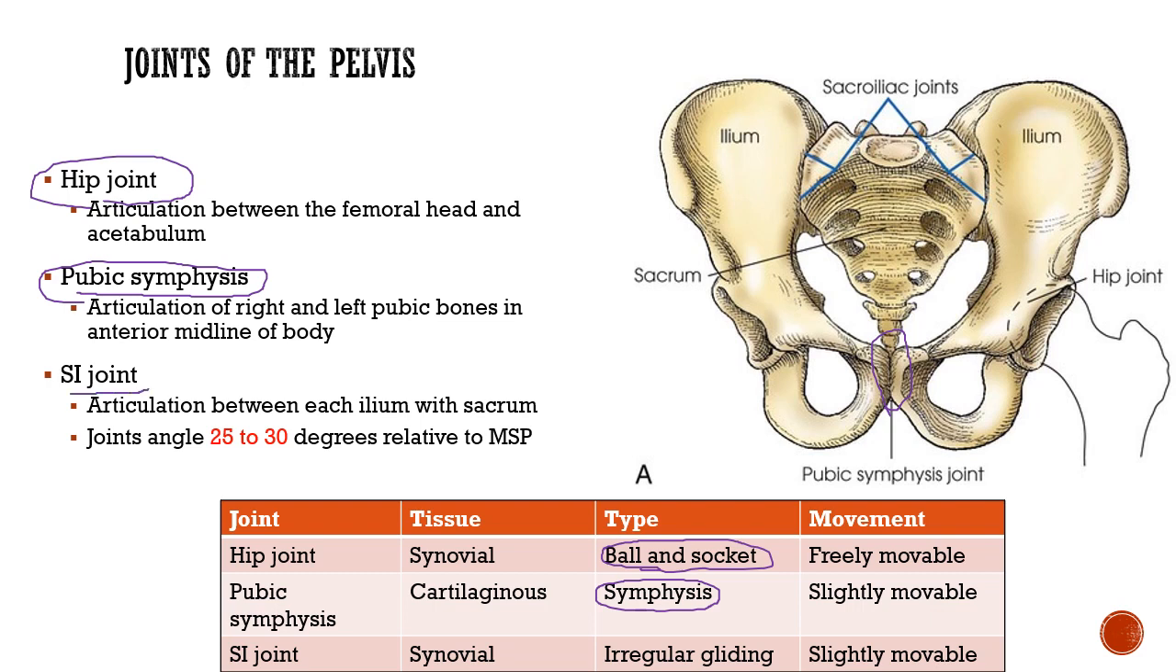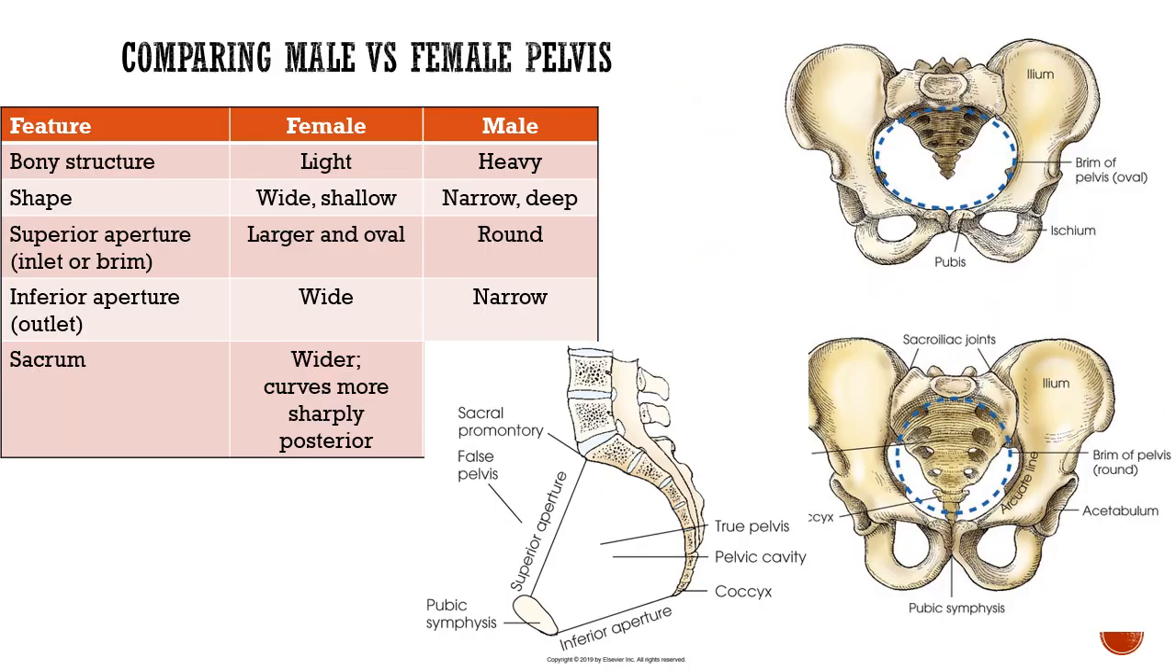And then the SI joint is going to articulate each ilium with the sacrum, and there's two of them. There's a right SI joint and a left SI joint. They join together at a 25 to 30 degree angle relative to the mid-sagittal plane, and that's classified as an irregular gliding joint. It is slightly movable, just like the symphysis joint is.